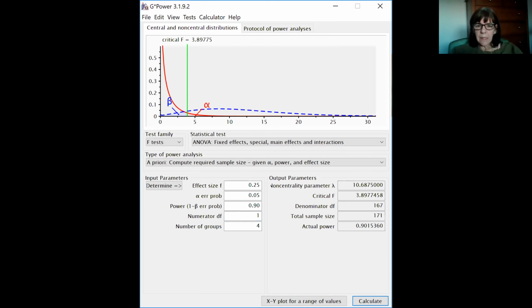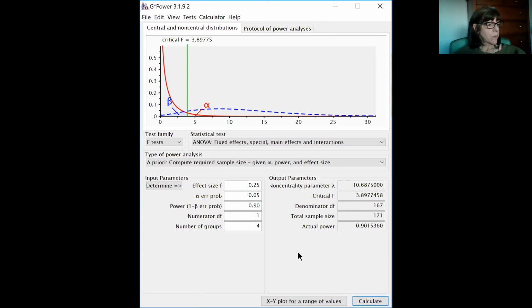And overall, we need a total sample size of 171. You'll notice perhaps that that's not divisible by 4. So if we want our groups to be equal, we might want to make it 180 or something. That would be divisible by 4. And so we need to bring 180 people into the study to have a probability of rejecting the null hypothesis, if the alternative hypothesis is true, of 90%.